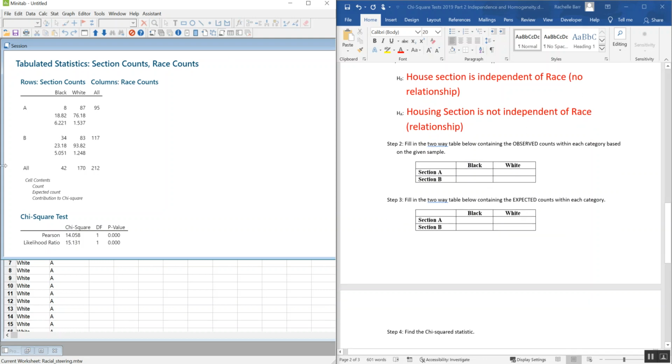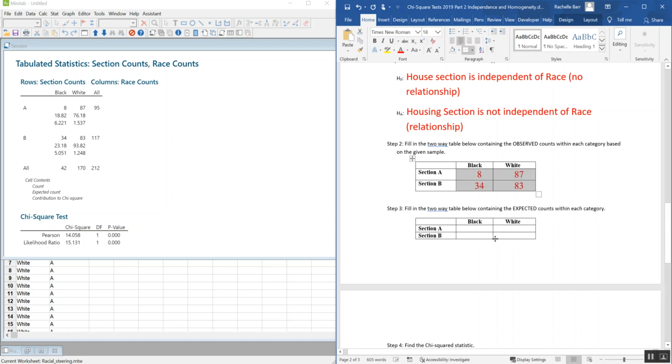Anyway, for the table we have here, I've got my observeds on top, then my expecteds, and my contributions. So I just need to separate that into my observeds. So 87, that's not looking so good. 34 and 83. Let me make these red and big, and hopefully you see those on yours. And then for the expecteds, we got 18.82, 76.18. Okay, not too different. 23.18.